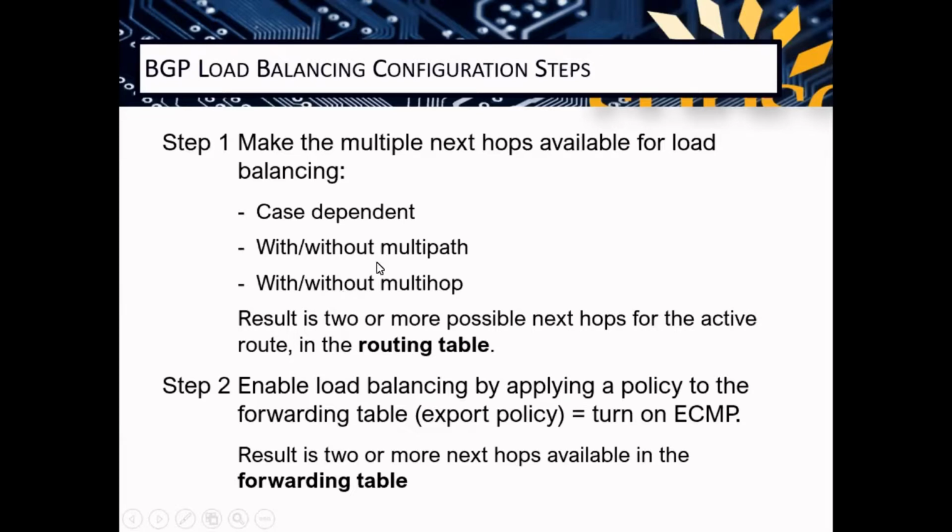And the result of this configuration is that 2 or more possible next hops are going to be active in the routing table and can be considered for load balancing. At that point, you can enable load balancing, you can turn on ECMP, and the result is that those next hops that you made available on the previous step are now going to be in the forwarding table.